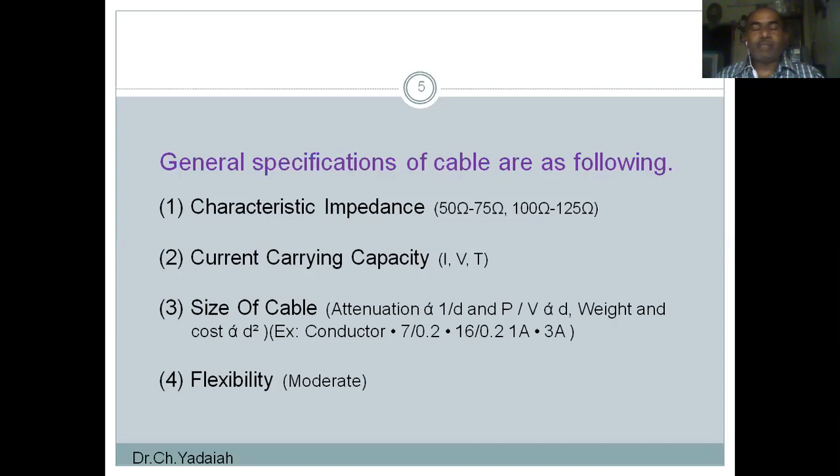The current capacity of a cable also depends upon the temperature, voltage, and current, and at the same time, it also depends upon the impedance of the cable. These four factors are the main characteristics of any cable, whether it's an LT cable or HT cable. Let us see how we are going to observe these cables in the real field.